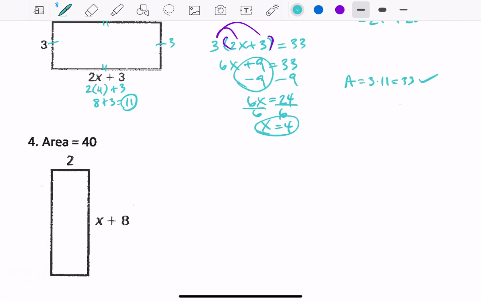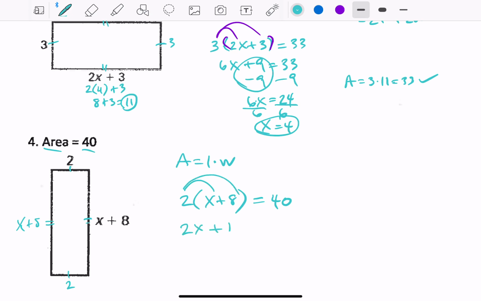I have another rectangle. I know my opposite sides are equal, right? So this is x plus 8 also. They give me the area, so I know I'm doing area equals length times width. So when I go to set this up, the length times the width would be 2 times x plus 8. I have to multiply it by the whole thing, and I know the whole area is 40 from what they told me over here. So now I'm going to do 2 times x, get rid of my parentheses, plus 2 times 8, which is 16, equals 40.